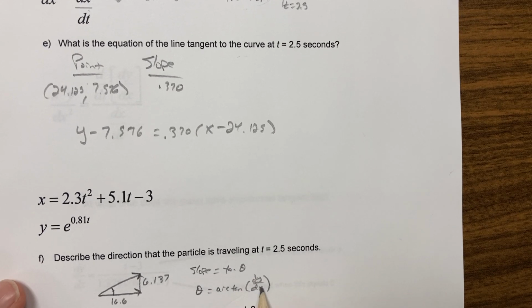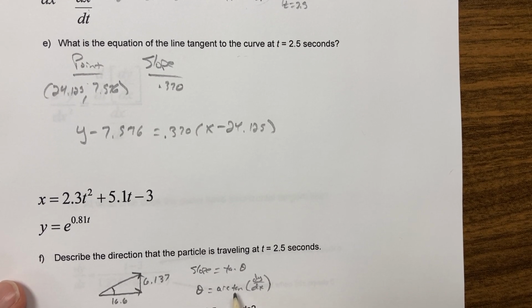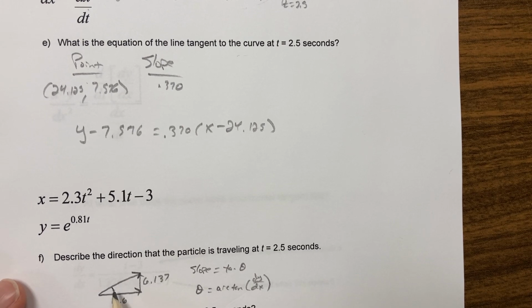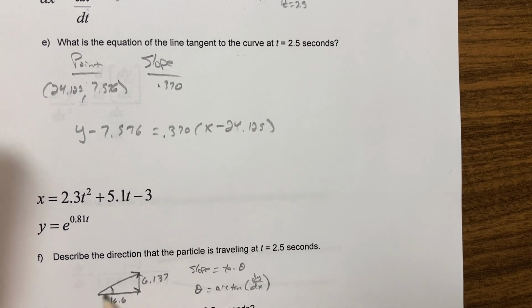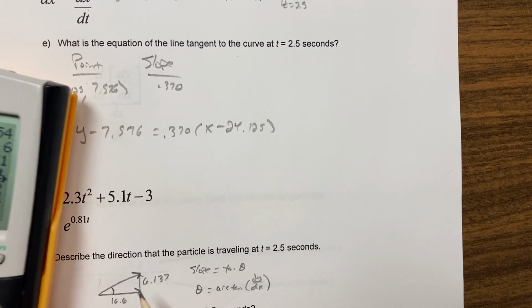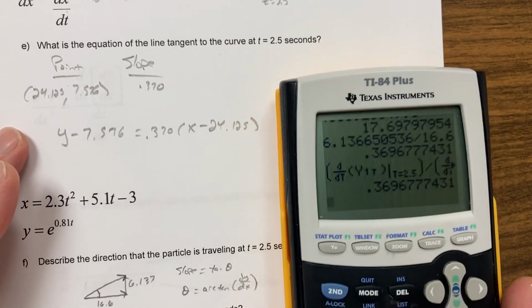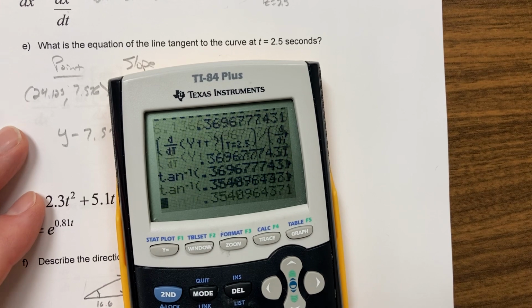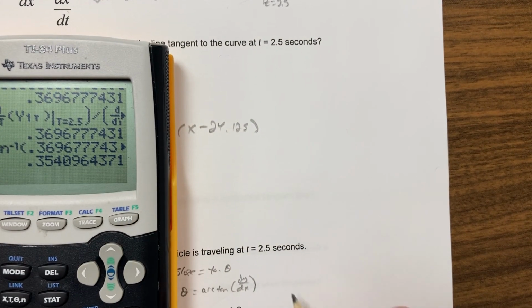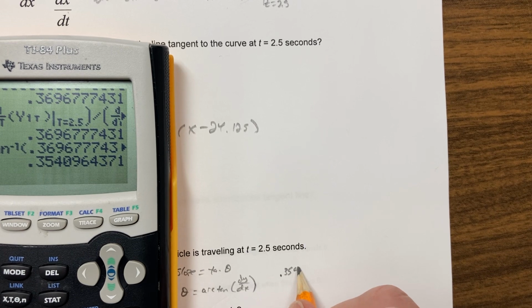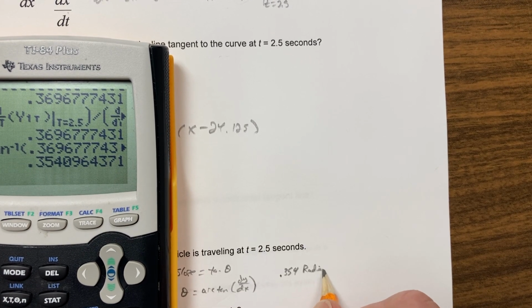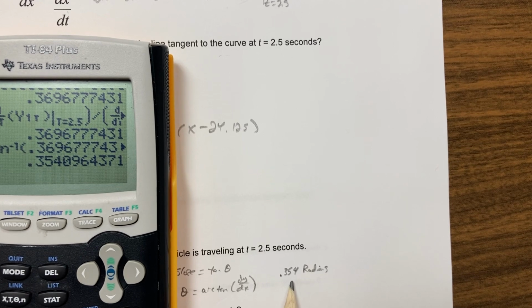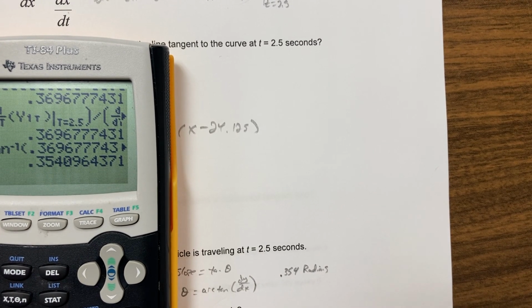We have to be a little careful about that because sometimes when we do an inverse tangent on the calculator, it gives us an angle that we weren't necessarily intending. This case should be fine because we're in quadrant 1 here, but you do want to be a little cautious there. All right, so this is my slope. If I go second tangent of that slope, I'm going to get 0.354 radians. Now, that's true, but most of us don't really think in terms of radians when we think of direction, right? Degrees is something that we're a lot more accustomed to understanding.